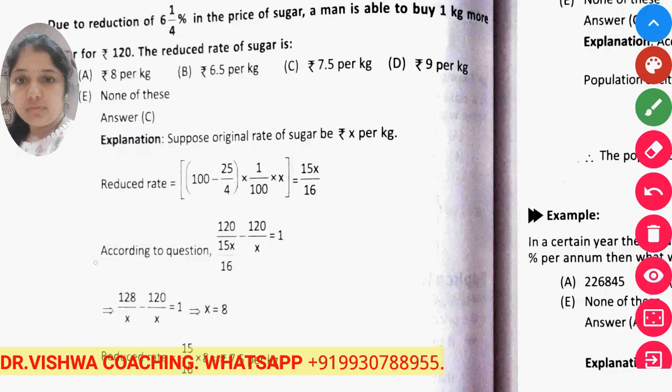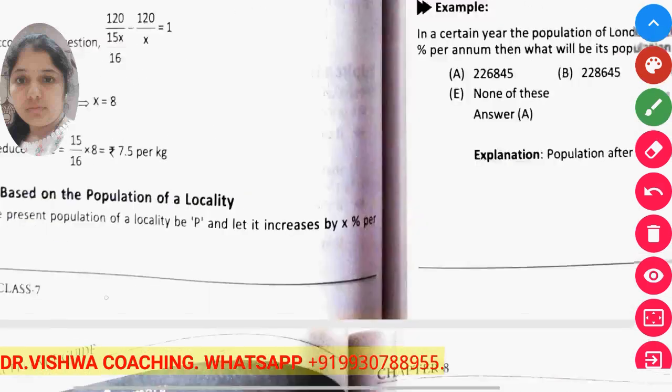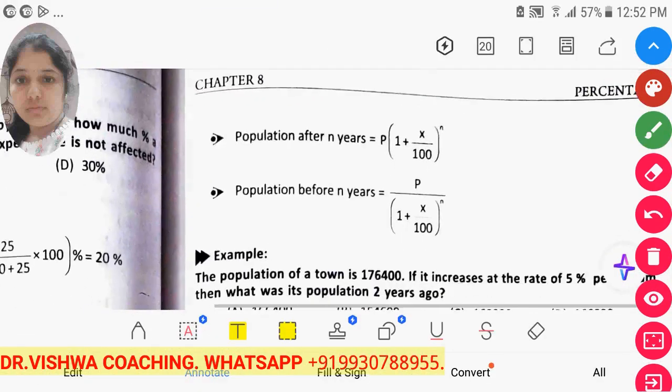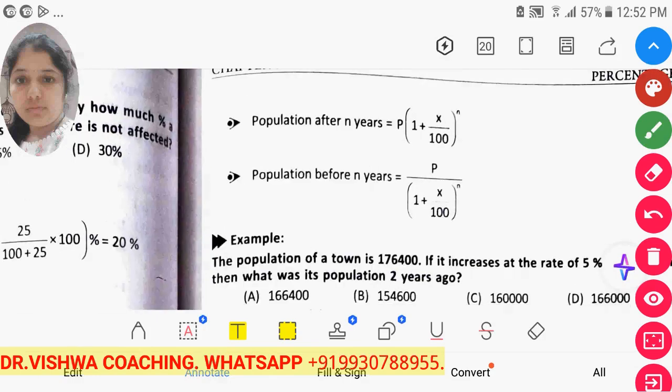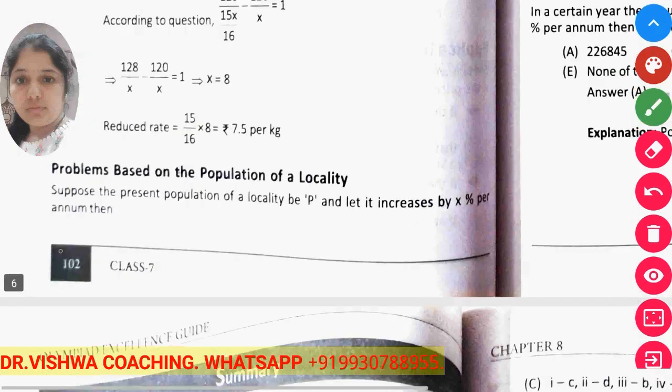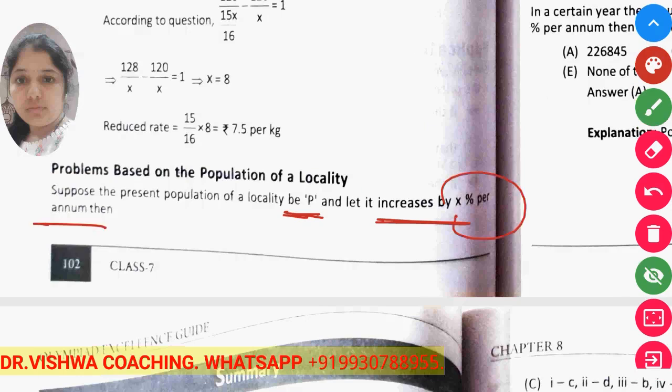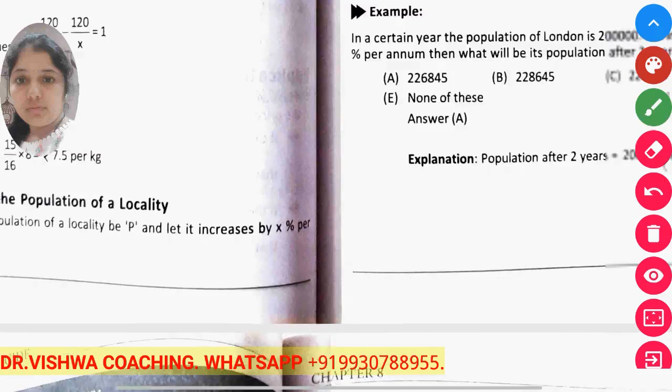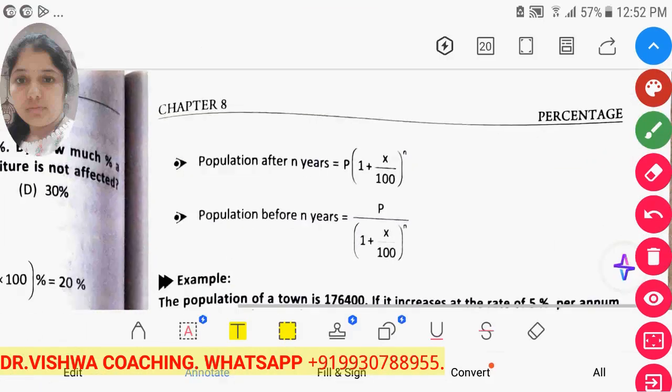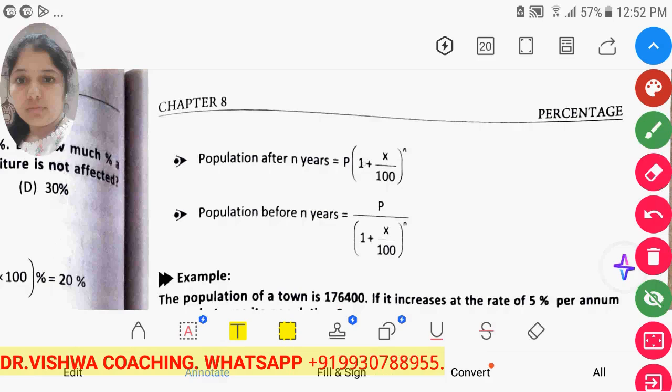Now the next problem is based on the population of a locality. Suppose the present population of the locality is P and it increases by X% per annum, then how do we calculate the increased population? So see, the population after n years is equal to P multiplied by 1 plus X upon 100 to the power n. Now how does this 1 plus X upon 100 come about?